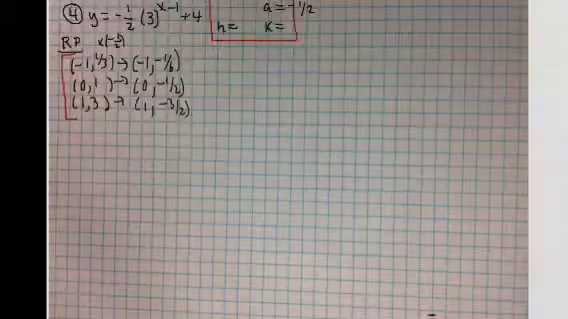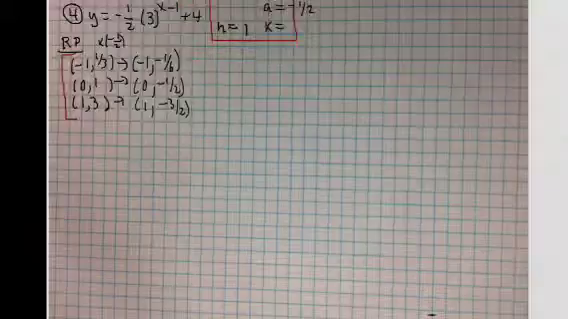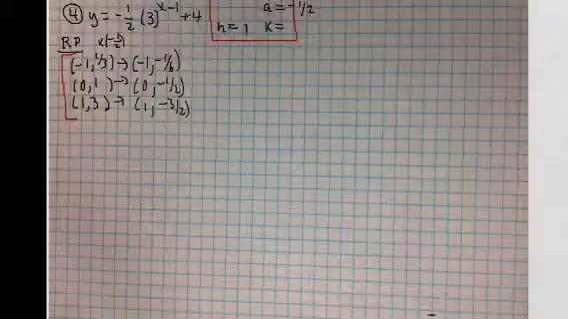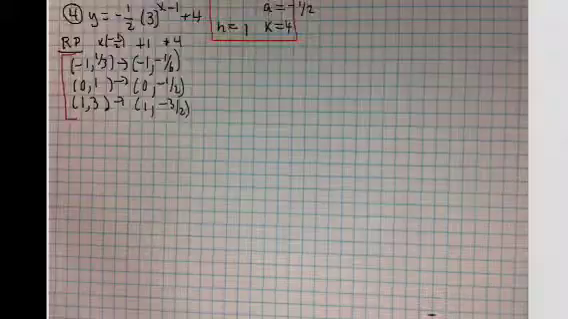The next set of transformations are h and k. So we see that h is 1, and we get that from this part up here, and k is 4, and we get that from this part right here. So that's 1 and 4. So we're going to add 1 to the x's and 4 to the y's. Okay, we're adding, not multiplying.